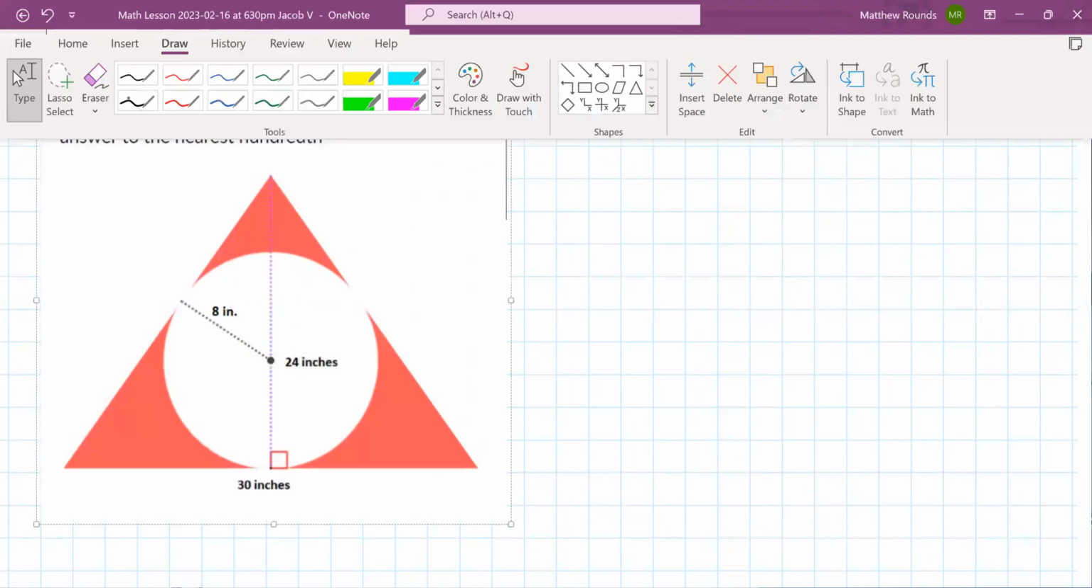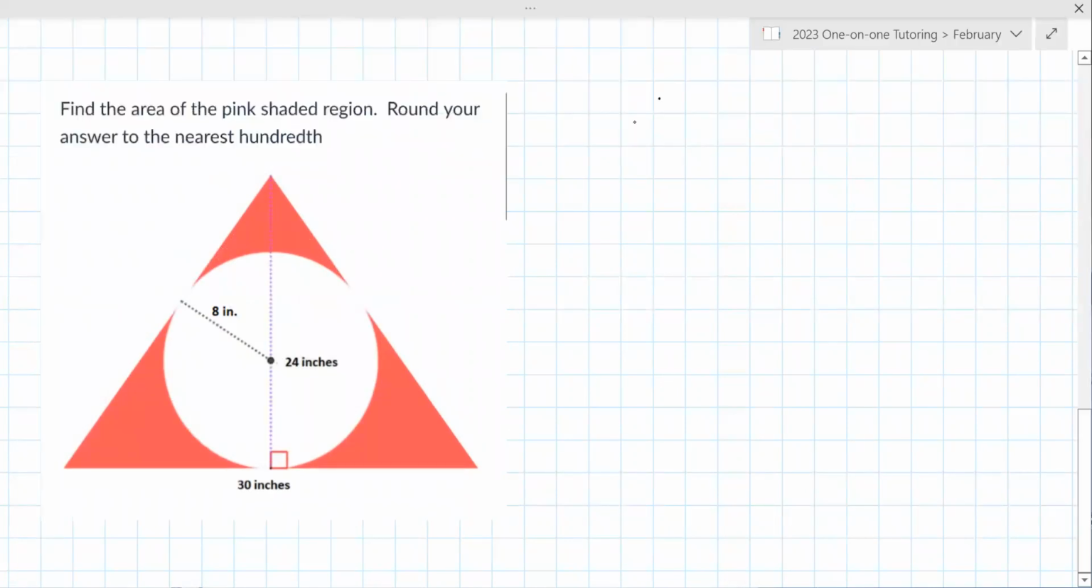I didn't know if it was saying the diameter was 24. So it's a little unclear. I might ask the teacher if this were a test, but we know that the radius is 8. So we can presume that this is not the diameter, because the diameter is double the radius. But the macro view is we're taking the area of the triangle and subtracting the area of the circle. Do you agree with that? Yes.